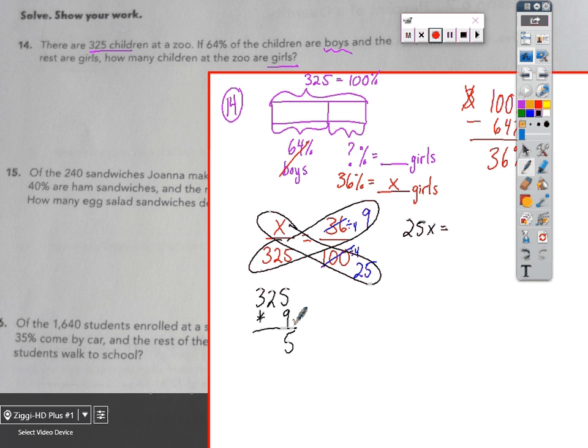Nine times 5 is 45. Keep the 5, regroup the 4. 9 times 2 is 18, plus 4 more makes 22. Keep the 2, regroup the 2. 9 times 3 is 27, plus 2 more, that's 29. 2,925.